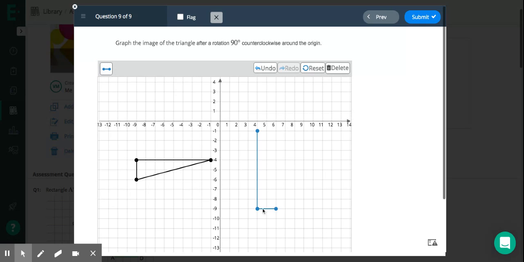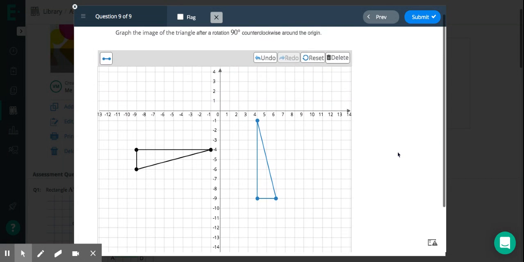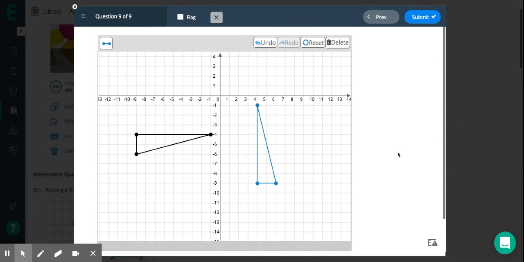So I'm going to extend right here. All right, then I'm going to add another line, and I'm going to connect this right there. Okay, and there you go. There you have your triangle. All right, and then once you're done, you can go ahead and submit it.